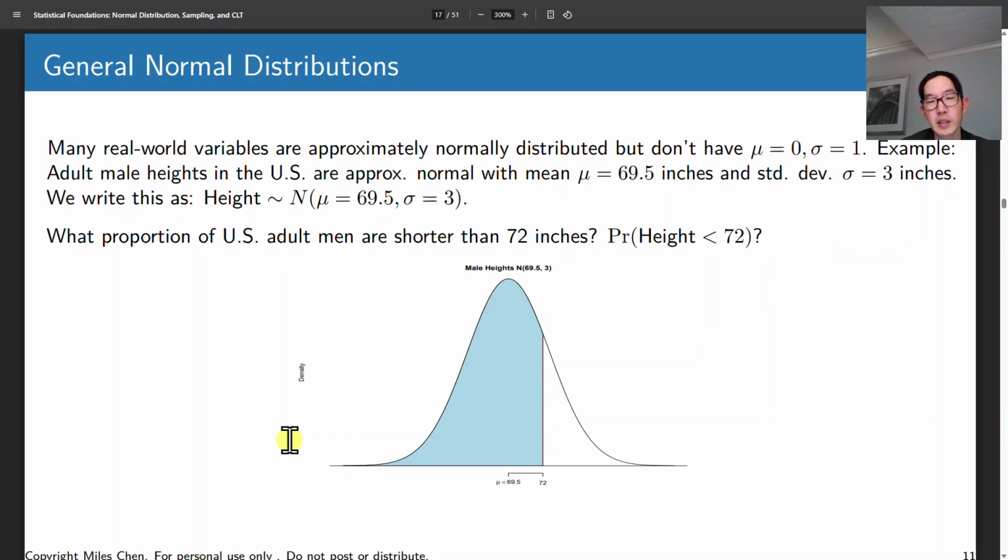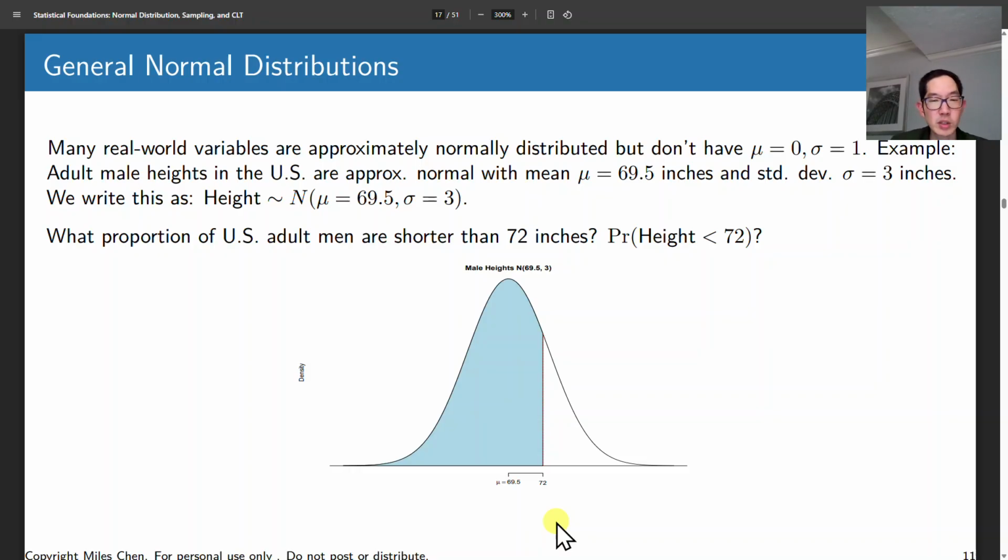So we could ask this question: what proportion of U.S. adult men are shorter than 72 inches? In our diagram, we're going to put 69.5 right in the center. 72 inches is a little bit above that, 2.5 inches above the mean. I'm going to draw a line right there and ask, what is the probability that we get a value less than 72? So we're asking, what's the area to the left of 72 in this normal distribution?